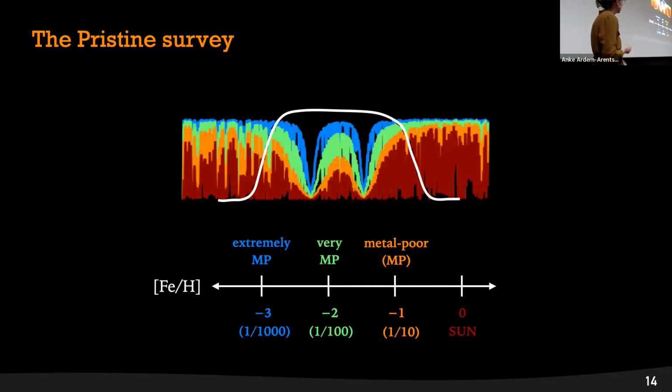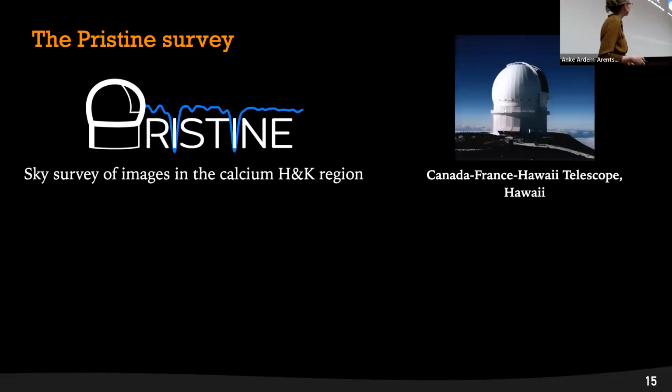So the way we use this filter, if there's not a lot of light that passes through, that means that these lines are very strong and they're blocking almost all of the light. So if a star looks faint in this filter, it's probably metal rich. But if these dips are very small, the star will be very bright in this filter. That's what we use to estimate how strong these lines are, but just with imaging.